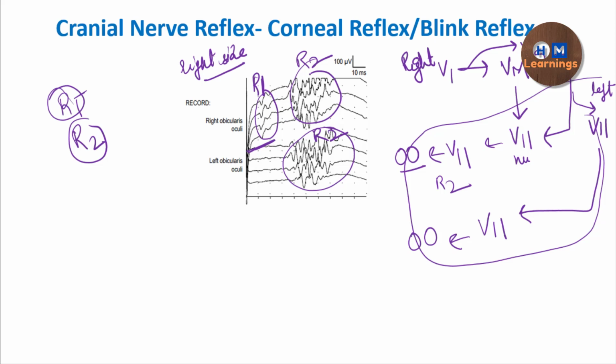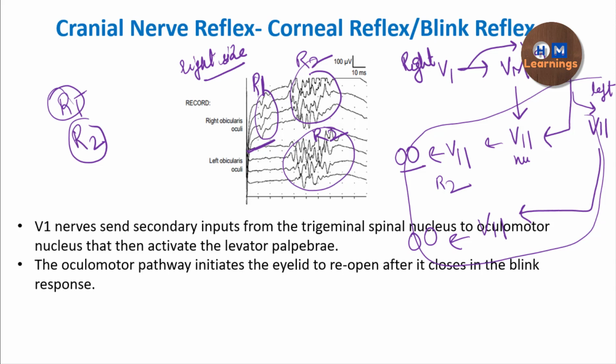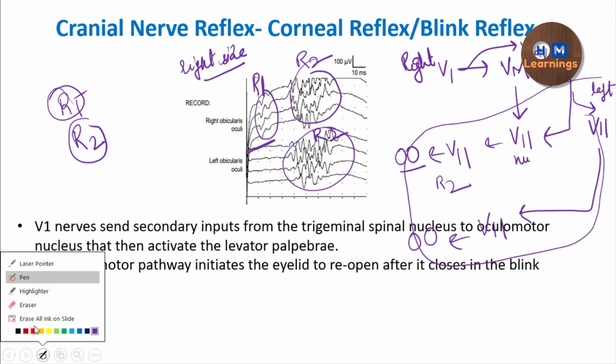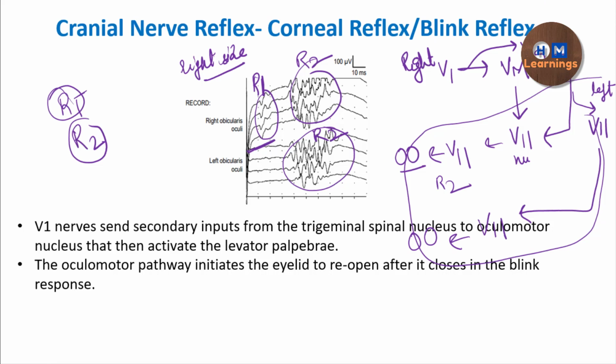Now another important thing is that we are saying this is a blink response, but we have just talked only about the closure, not about the opening. So from the accessory nucleus of the trigeminal nerve, the projections will also go bilaterally to the oculomotor nuclei. And then the oculomotor nerve will take this to the bilateral levator palpebrae, causing the opening of the eyelid.